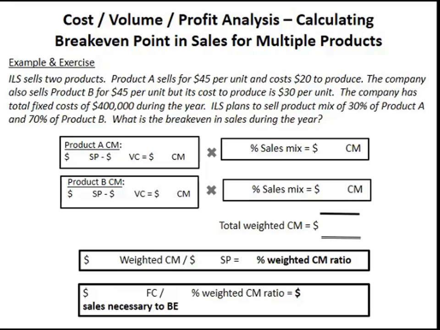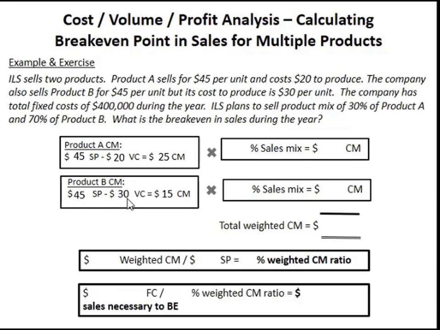end up with. So what we need to do now is calculate our contribution margins for product A and B. So let's go ahead and do that. Product A, we start out, we have a sales price of $45 a unit minus our variable cost to produce of $20 a unit. That means product A has a contribution margin of $25. Okay, now we take a look at product B. Product B has a sales price again of $45 a unit, but the cost to produce product B would be $30.